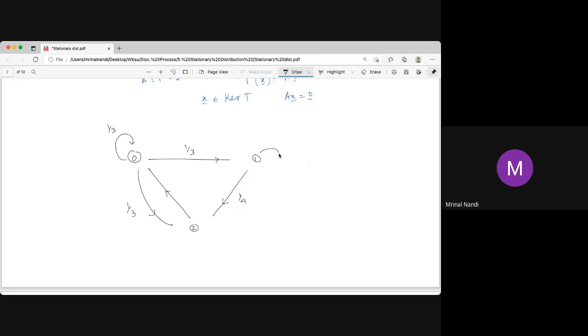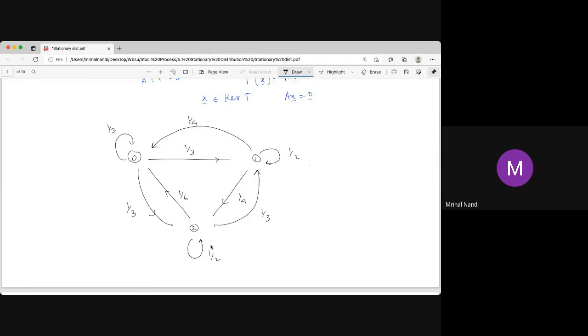From 1 to 1, it is half. From 1 to 0, it is 1/4 probability. From 1 to 2, it is 1/3. Oh, sorry, it is 1/4. 1/3 is the other way. From 2 to 1, it is 1/3, right? And this is 1/6, and here it is half.